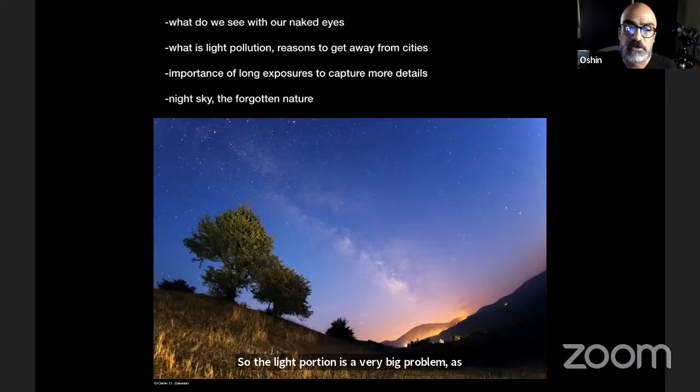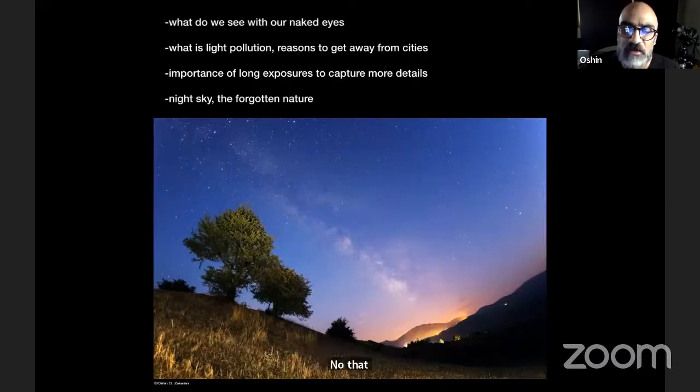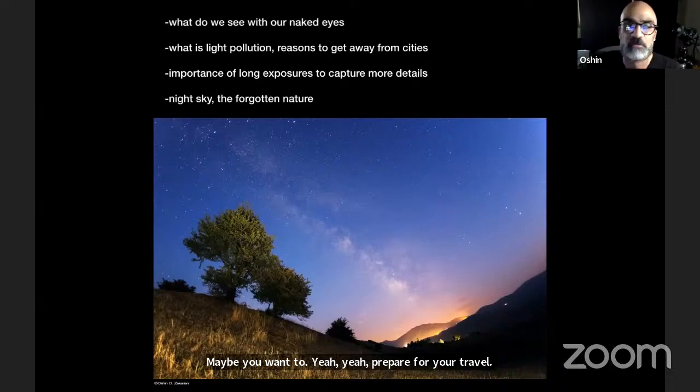As you see in this picture here, at the far end of this picture, you can see a kind of halo of light in the mountains, which is a kind of light pollution. But still, there are some places that you can find, especially in Armenia. If you travel near Mount Aragats, you can find really dark spots. So light pollution is very important. When you want to prepare for your travel, you need to check the quality of the sky when you want to take night pictures.